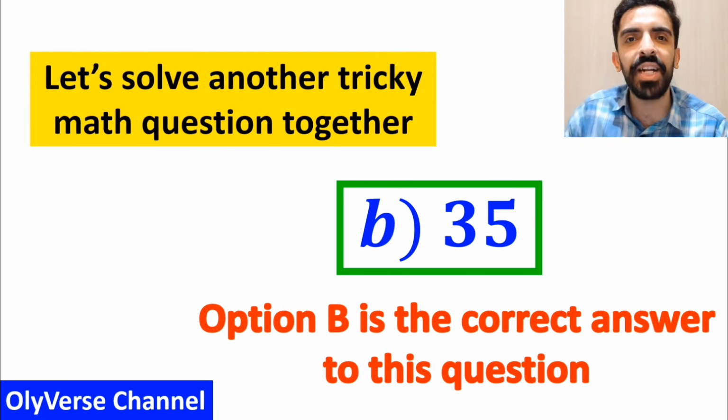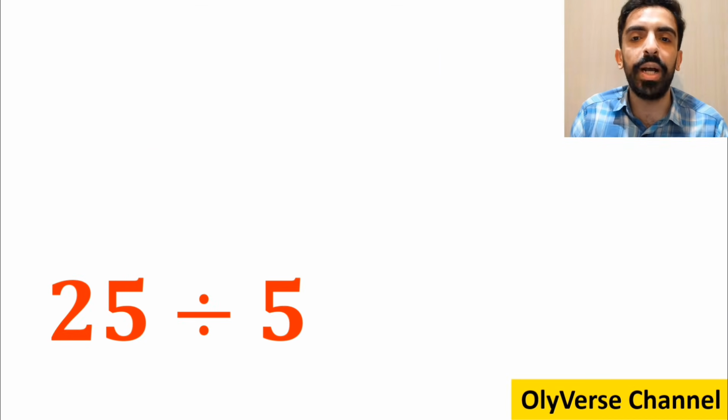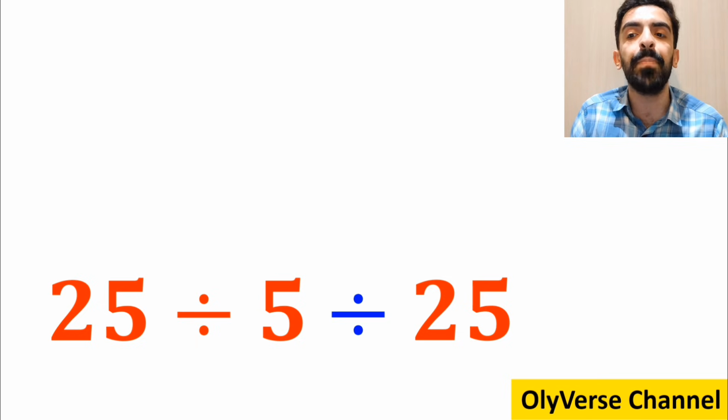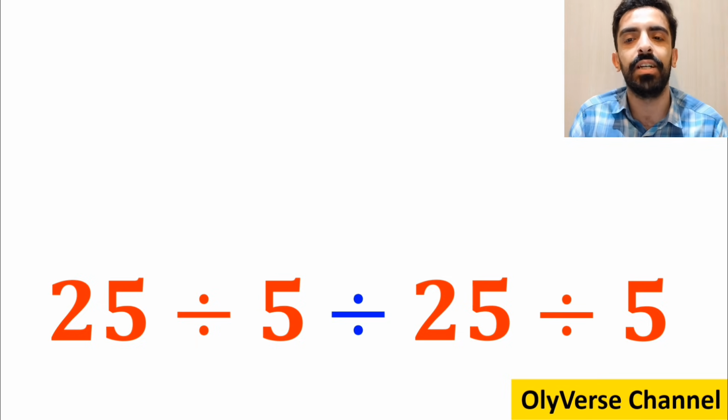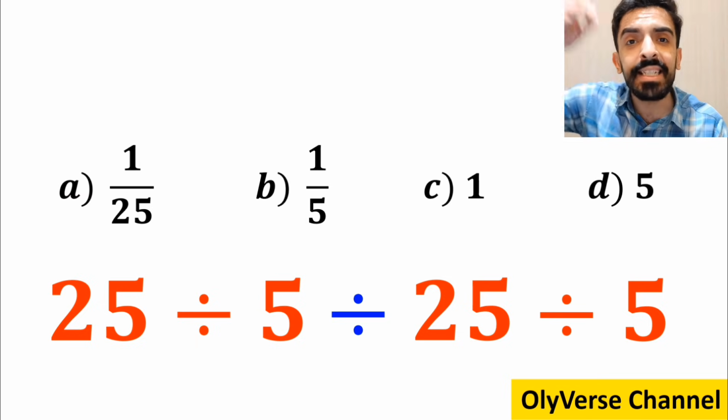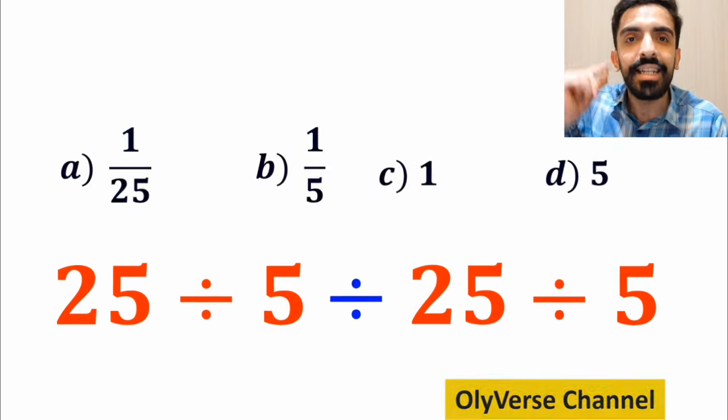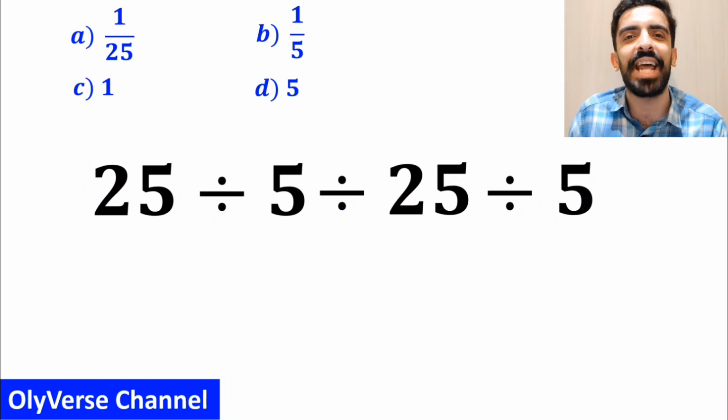Alright, now let's solve another tricky math question together. What is the value of the expression 25 divided by 5 again divided by 25 divided by 5? Which option do you think is the correct answer to this question? Let's take a closer look and solve it together.